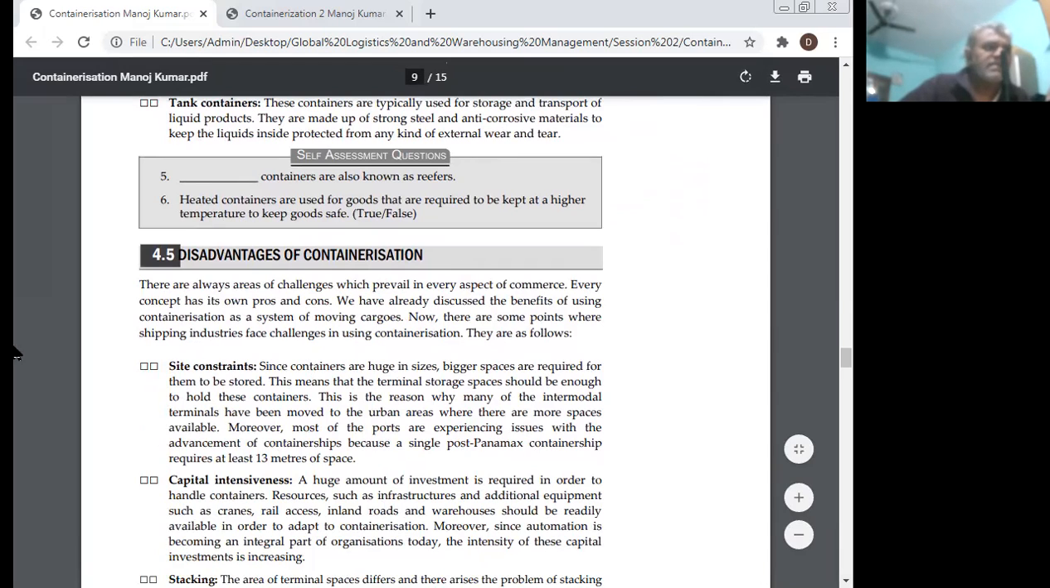Disadvantages of containers. There are always areas of challenges which prevail in every aspect of commerce. Every concept has its own pros and cons. We have already discussed the benefits of using containerization as a system of moving cargo. Now there are some points where the shipping industry faces challenges in using containerization. They are as follows. Site constraints.